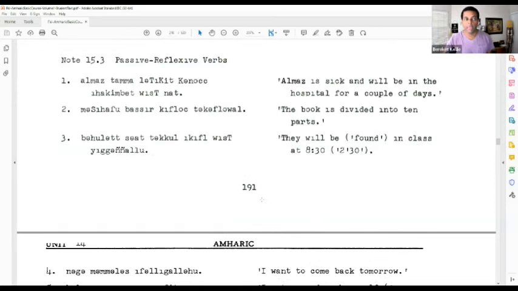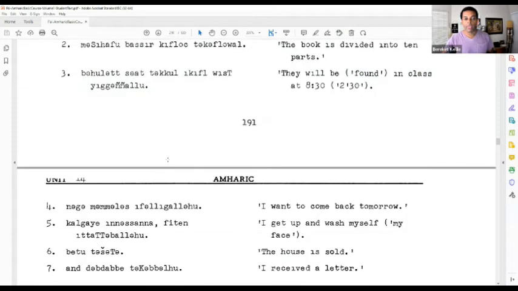Now let's look at 15.3, passive reflexive verbs. So passive, there's basically kind of two types here to combine together. Your passive verbs are in the passive voice, and so that refers to the fact that the subject of the verb is receiving the action rather than doing the action. And then the reflexive verb is where the action is being done to oneself.